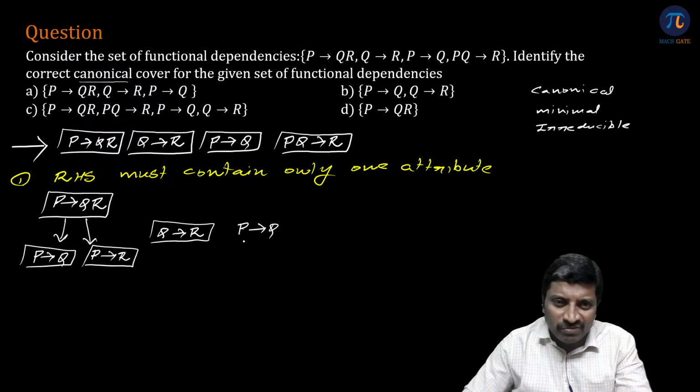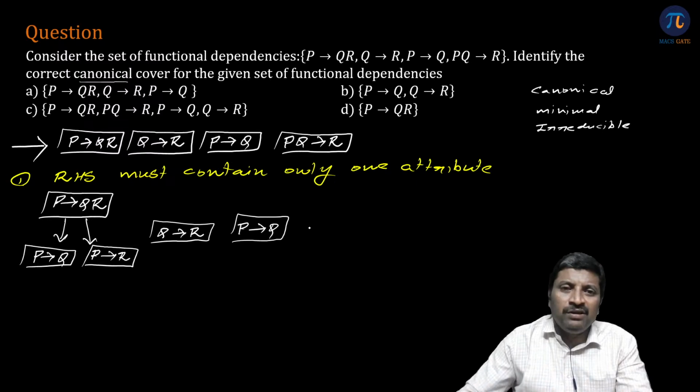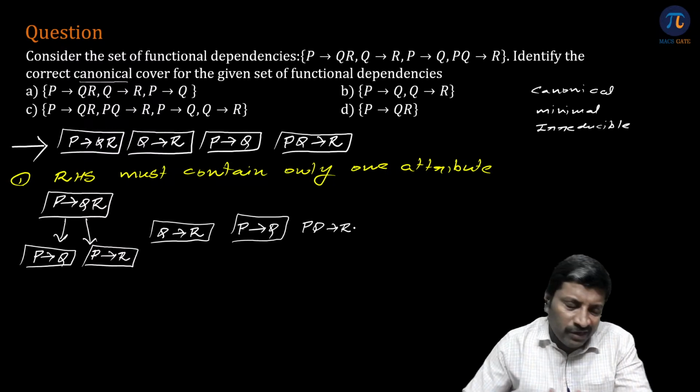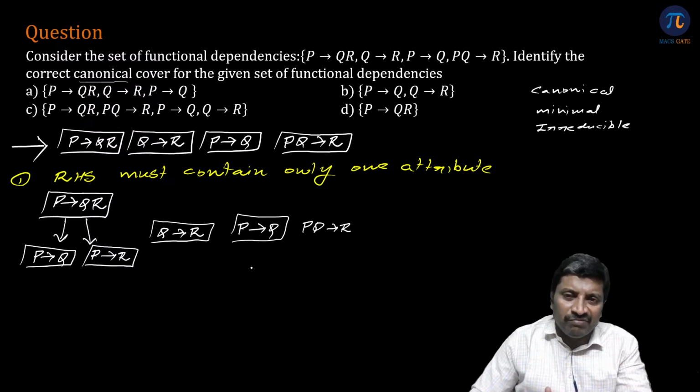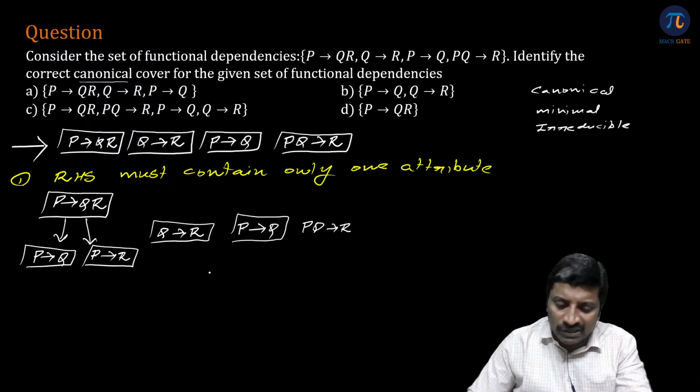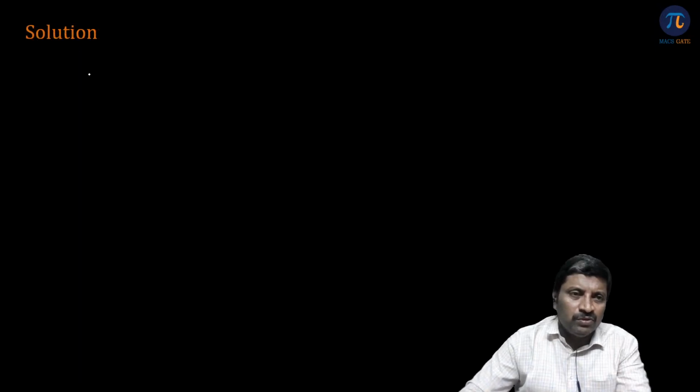P goes to Q. Right. Then the last one is PQ goes to R. Sir, here the RHS contains only one attribute. Fine. So these are the 5 FDs we are having. I think let us continue in the next slide.